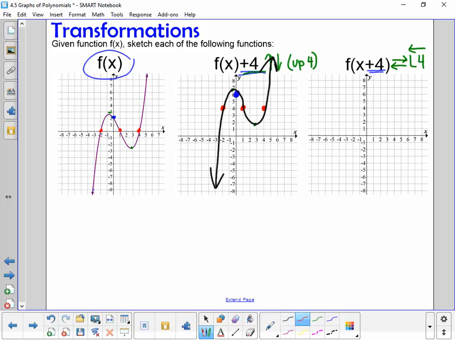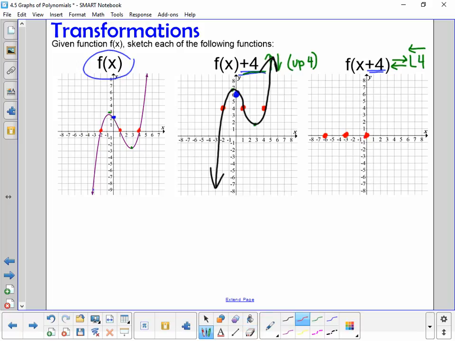If we're translating it to the left or right, I use those same intercepts again. -2, if we're shifting it back 4, would be at -6. +1, if I shift it back 4, will be at, let's see, if it was here, it'll go 1, 2, 3, 4 at -3. And the last intercept, it is currently at 4. If we shift it back 4, it will be at 0.